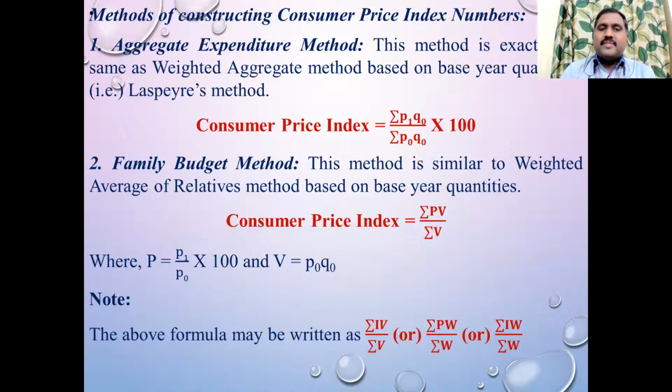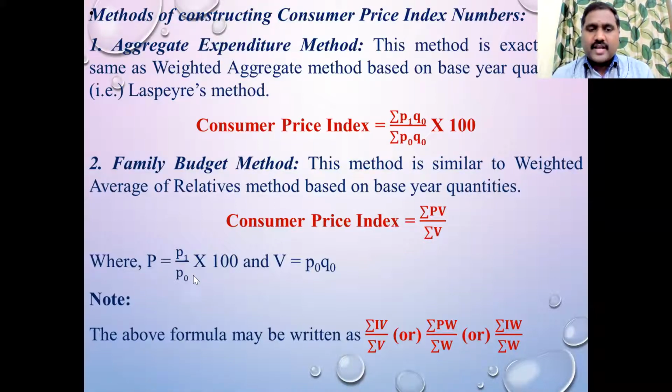The second method is the family budget method, which is the weighted average of relative price method. Just now we worked out the same formula: summation PV by summation V, where instead of V we use W there. You can use that also. See the note: the above formula can be written as summation IV by summation V, or summation PW by summation W, or summation IW by summation W.